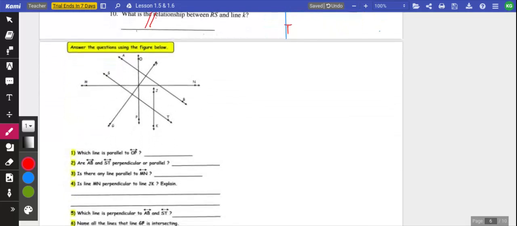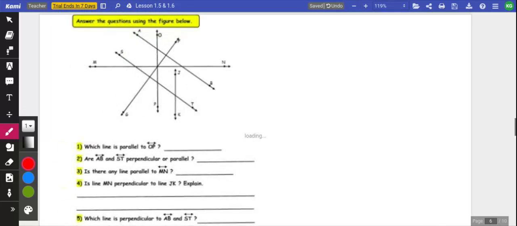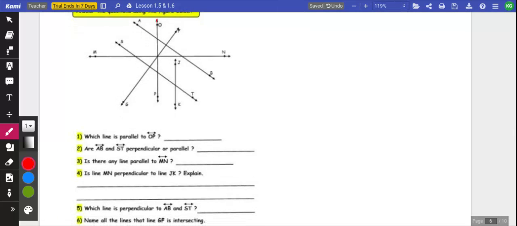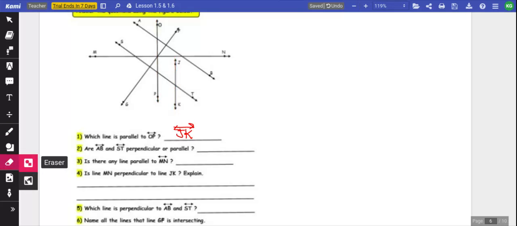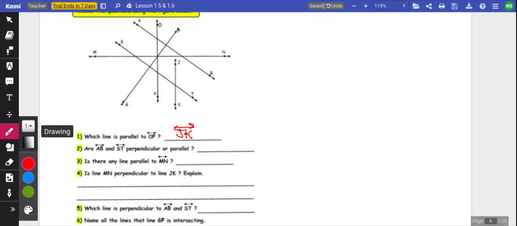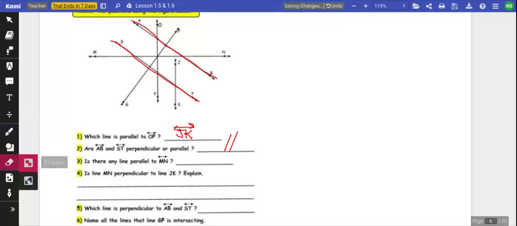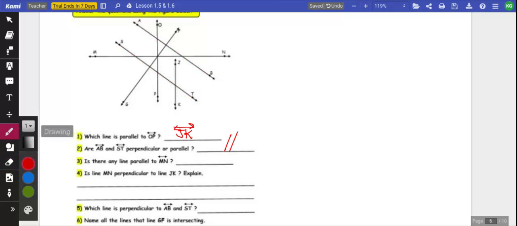Okay. Which line is parallel to OP? Well, here's OP. And the only one it looks like it doesn't cross is JK. Are AB and ST perpendicular or parallel? Here's AB. Here's ST. They are parallel. Is there any line that's parallel to MN? No.